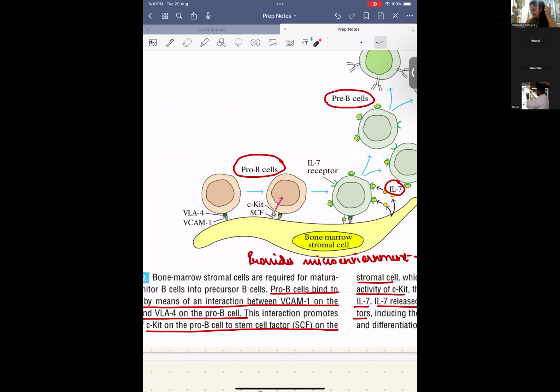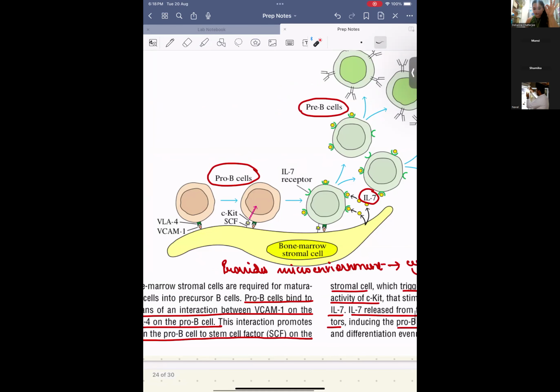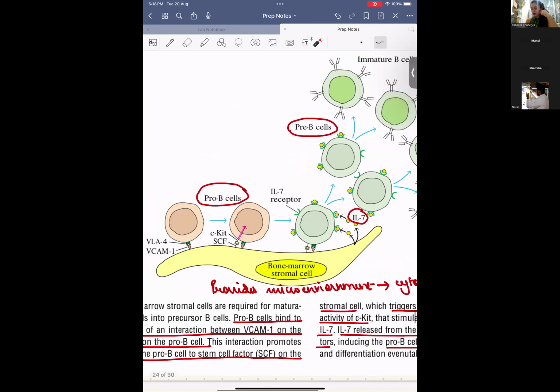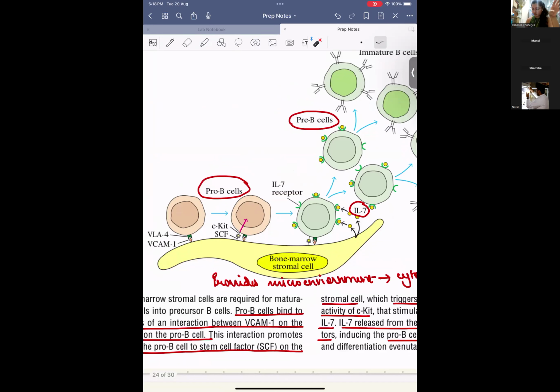So SCF is not essentially just an adhesion molecule, it is also a receptor which, on binding to a certain ligand present on your pro B cell, can initiate a certain signaling mechanism. So what is happening is that you have a pro B cell inside the bone marrow which interacts with these bone marrow stromal cells based on certain adhesion molecules. It binds to the cell surfaces.